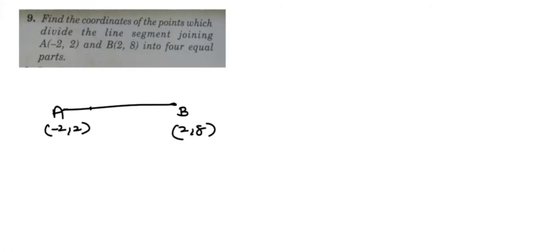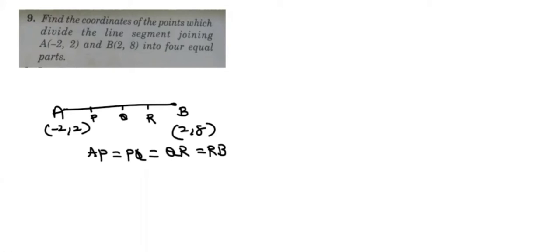I am taking the first point as P, the next point as Q, and then R. So we have AP, PQ, QR, RB. All are equal parts. So AP is equal to PQ is equal to QR is equal to RB. Everything should be equal parts.